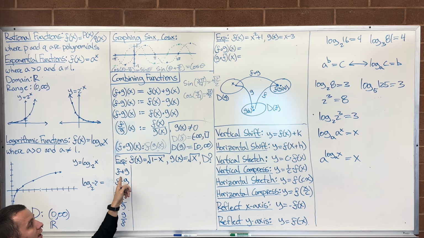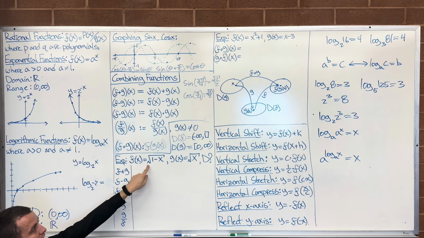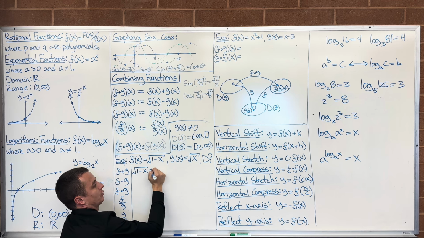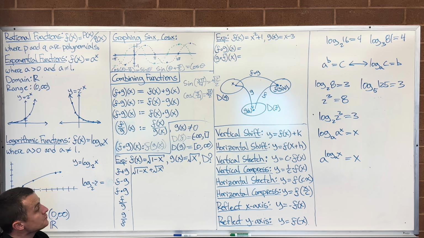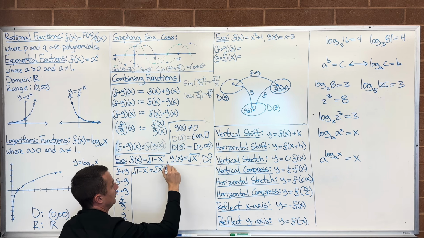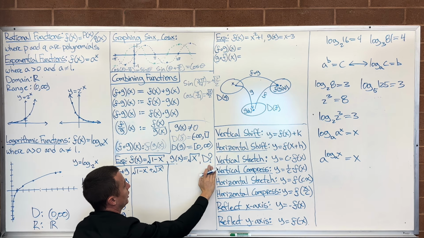So what's f plus g then? That's f of x plus g of x. It's just as simple as can be. It's just the square root of 1 minus x plus the square root of x. Let's put a line right there and drop this down, because I also want to talk about their domains.